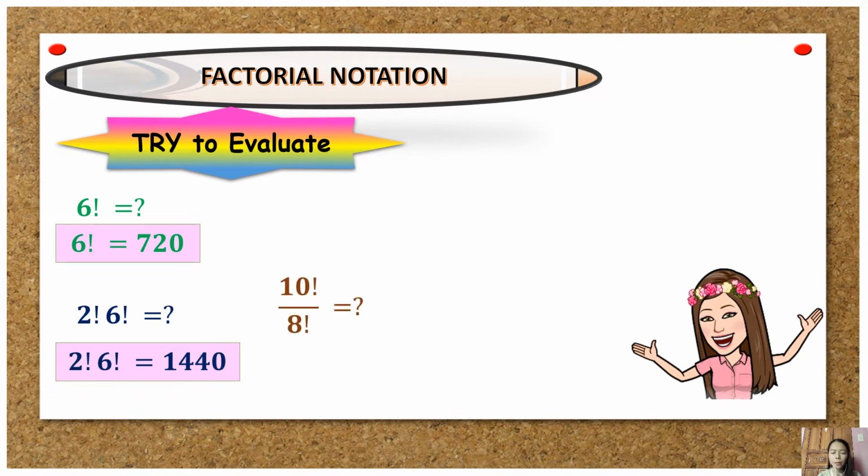How about 10 factorial over 8 factorial? This time, it is division. 10 factorial is equal to 10 times 9 times 8 times 7 times 6 times 5 times 4 times 3 times 2 times 1. While 8 factorial is 8 times 7 times 6 times 5 times 4 times 3 times 2 times 1.